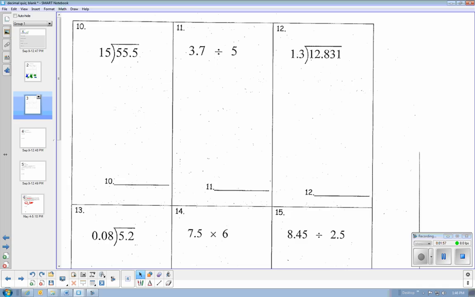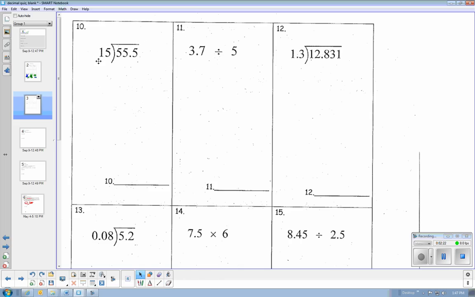The first thing that we want to ask ourselves is, are there any decimals in the divisor? Before we start, let me just remind you, this is the divisor. This is called the dividend. And the answer that we're going to get, that comes down here, is called the quotient. So you'll hear me using that vocabulary, and I want to make sure that you know what I'm talking about.